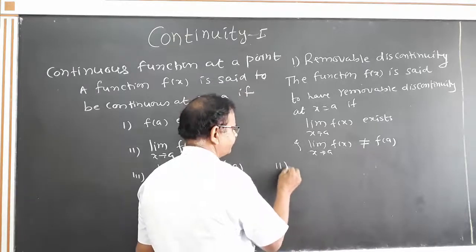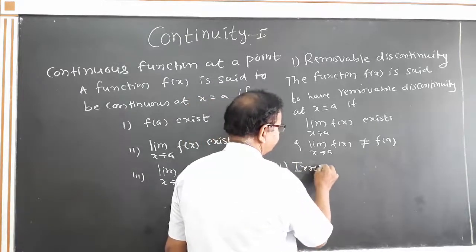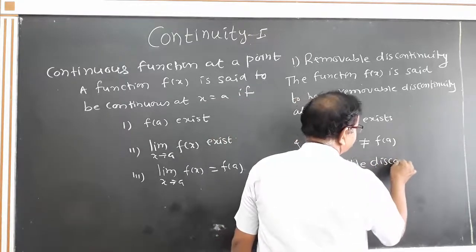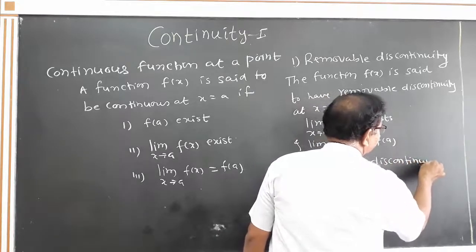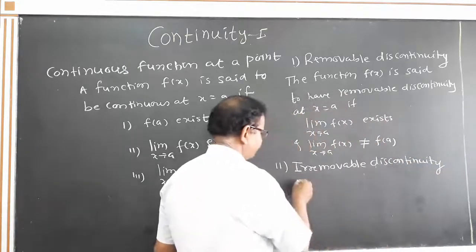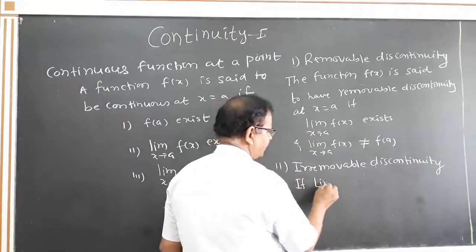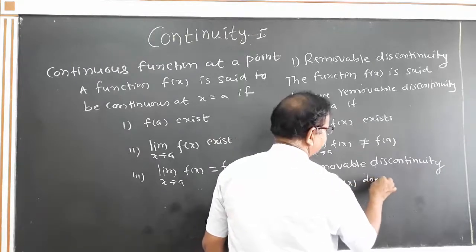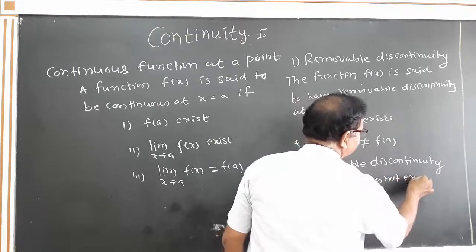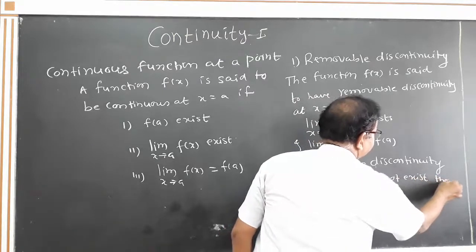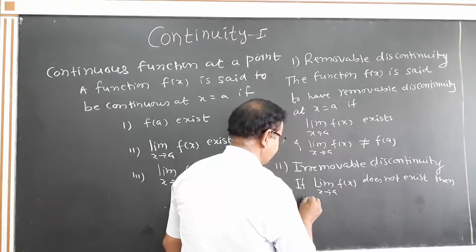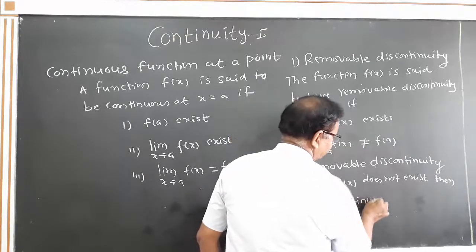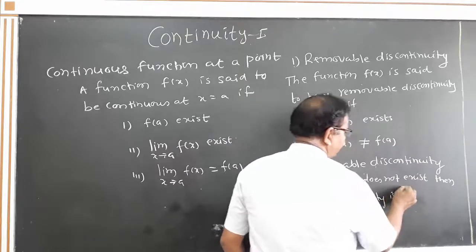Second type of discontinuity is irremovable discontinuity. If limit x tends to a of f(x) does not exist, then the discontinuity is irremovable discontinuity.